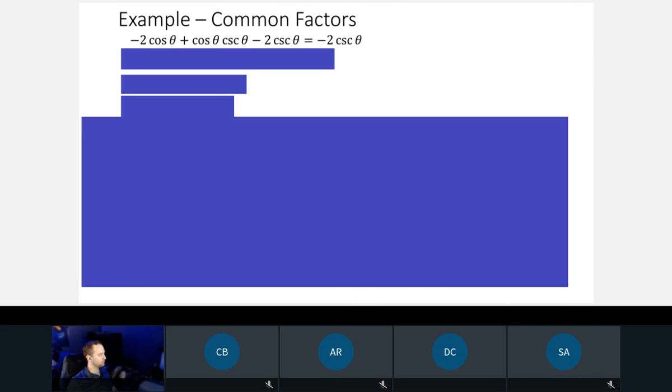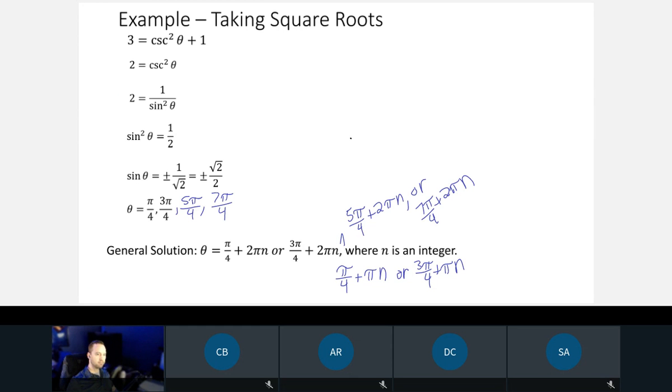I have a question really quick. Yep. So how come for the 5 pi over 4 can we do plus pi n? Like how you took the 2 out for the other ones? Right. Okay.